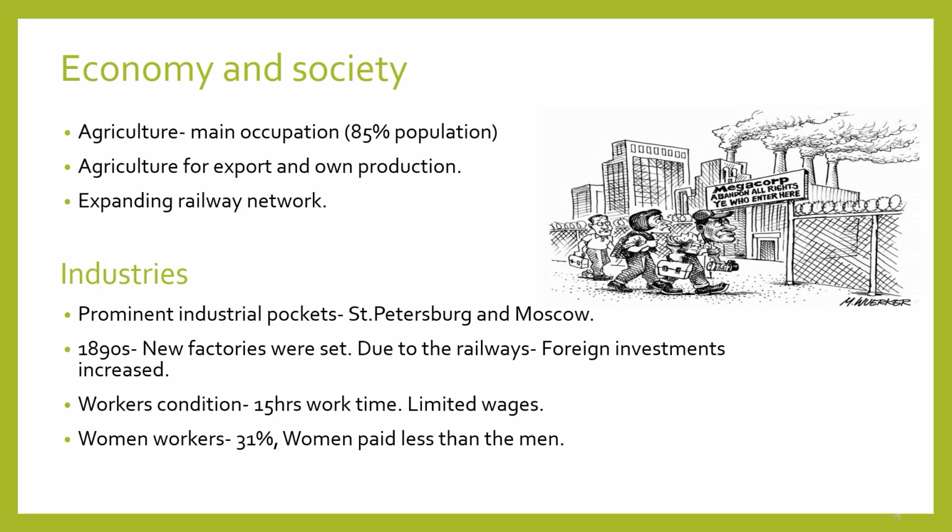In Russia, factories were being set up in some places, and these industrial pockets were St. Petersburg and Moscow. During this time, factories were being set up and railway lines were also being laid, due to which foreign investment increased. But there's always a drawback, right? The workers' conditions were very bad. They were being made to work 15 hours a day and not being given adequate wages. In these industries, there were also 31% women workers, and of course, they were being paid less than the men.